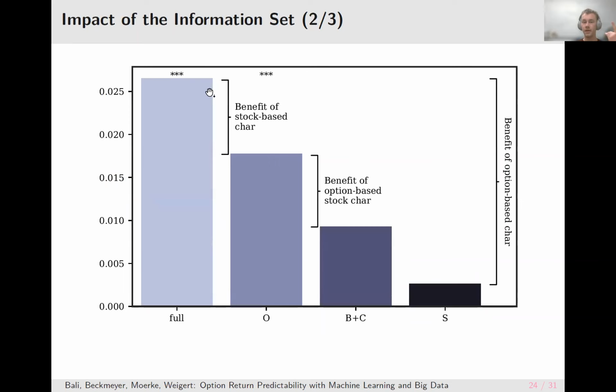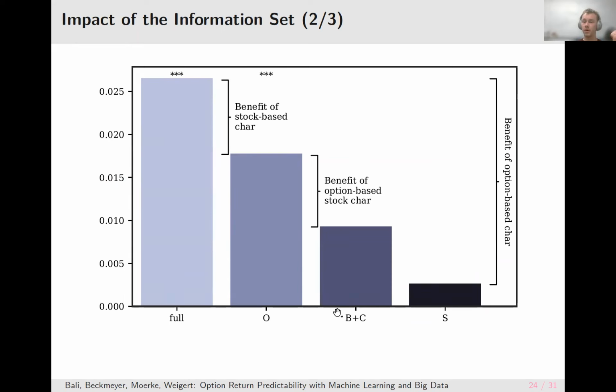And if we look at this, right here, this is what you already know. This is the out of sample predictive power for the full model, having access to all information. Right here, we restrict the information set to only option implied information. And you can see that the benefit of also including stock-based characteristics is about 1% out of sample R squared, right? So it's pretty large.